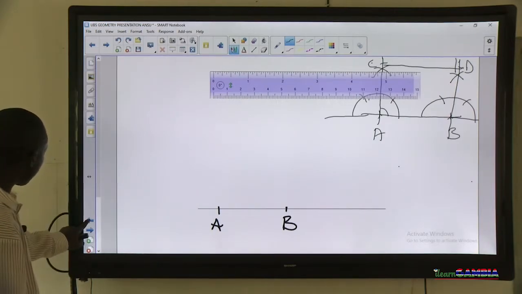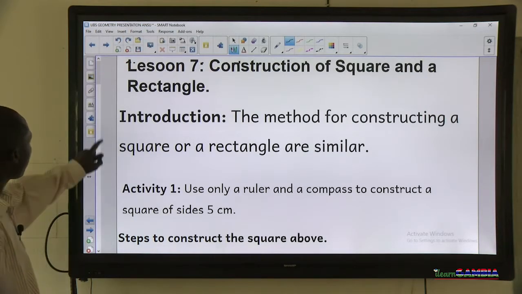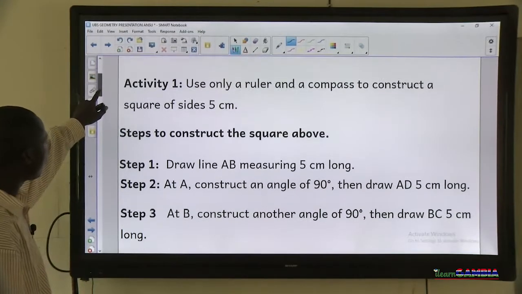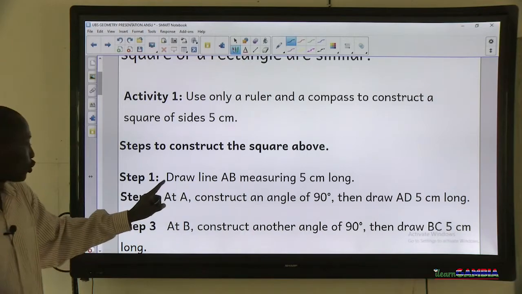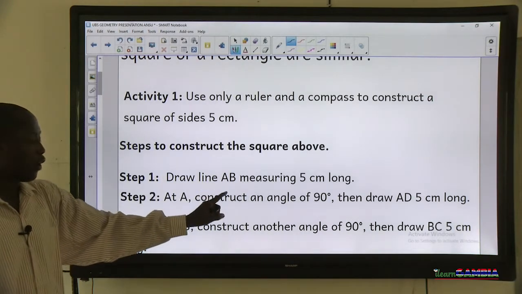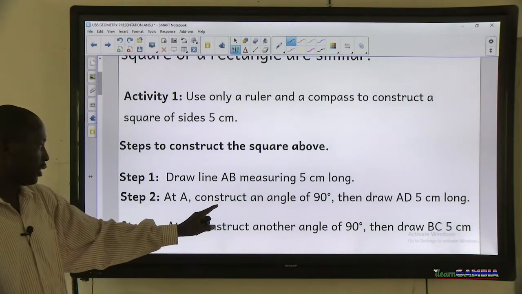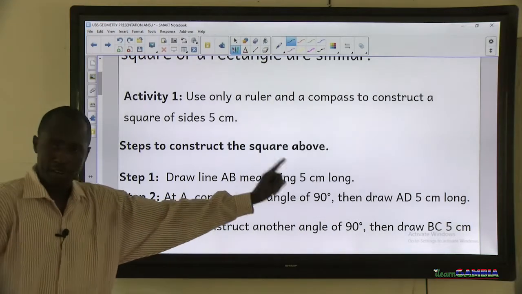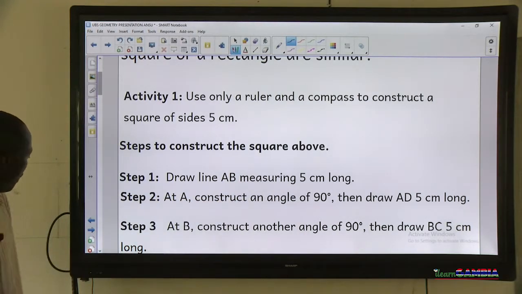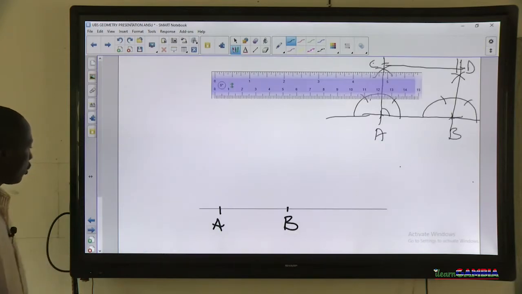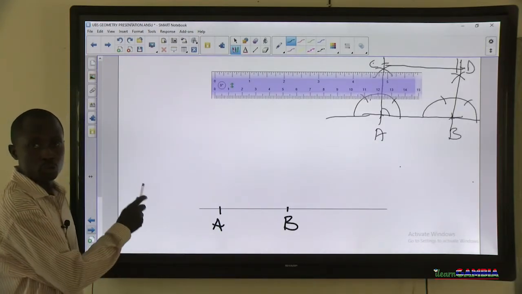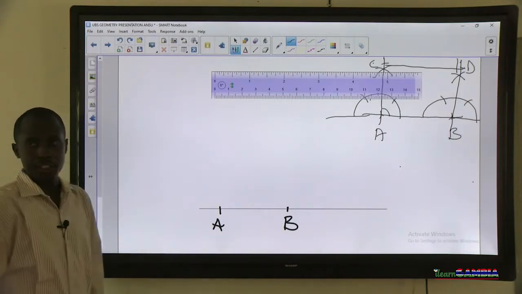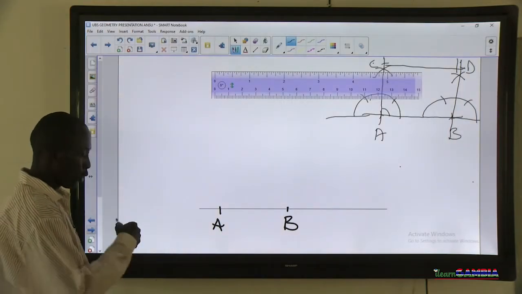Then we go back to the steps again. Look at the steps. Step 2 says, at A, construct an angle of 90 degrees. Then draw AD 5 centimeters long. We go back to the construction. At point A, I am supposed to construct 90 degrees there. How do I do it?